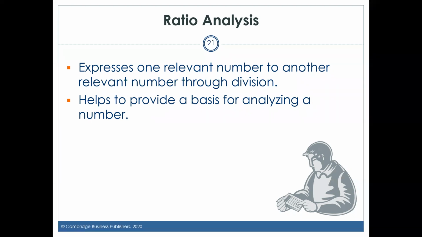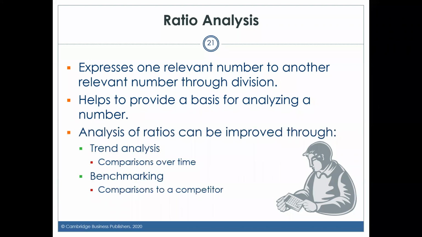Analysis of ratios can be improved through trend analysis. And this is making comparisons over time within a given company. Looking at how this company performed this year versus last year, same company. Whereas benchmarking is looking at how this company performed relative to its competitor just this year.